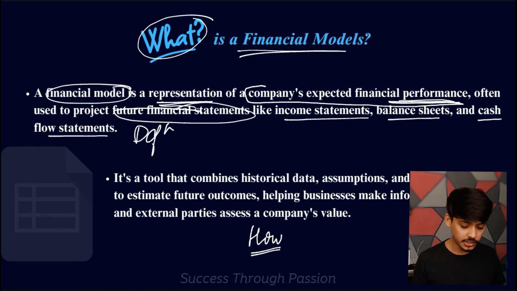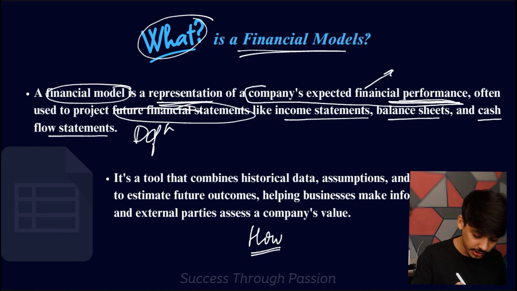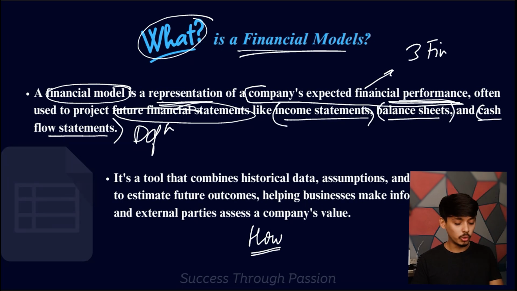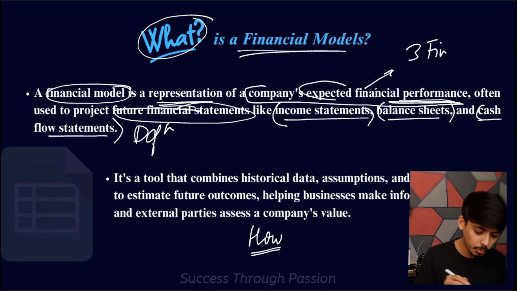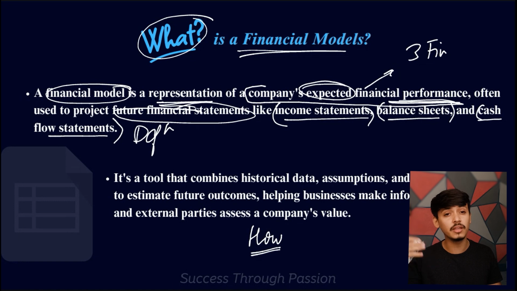Now a company's financial performance is measured using three financial statements, that is the income statement, balance sheet, and cash flow statement. When one goes through these statements, they get an entire picture of the business: how it is earning profit, what its assets are, what its liabilities are, and how cash is being generated in the business. So a financial model is a representation of a company's expected financial performance, that is, it is portraying what the company will do in the future.